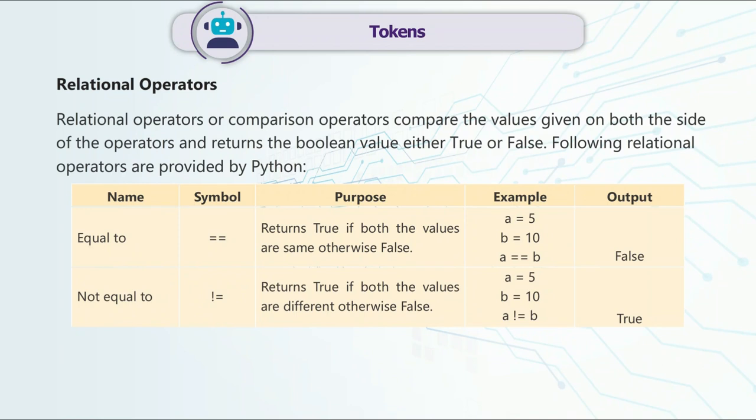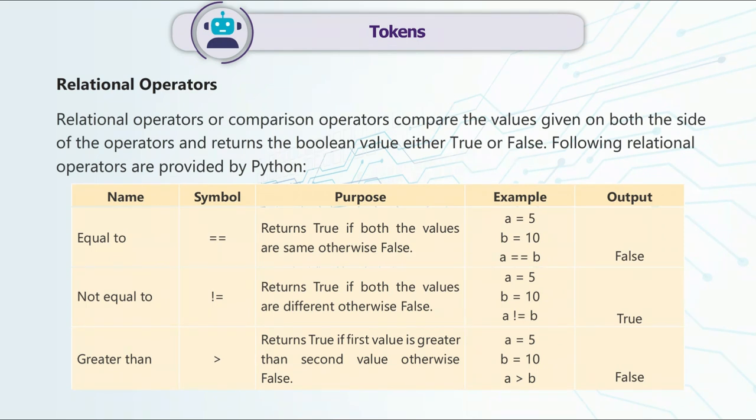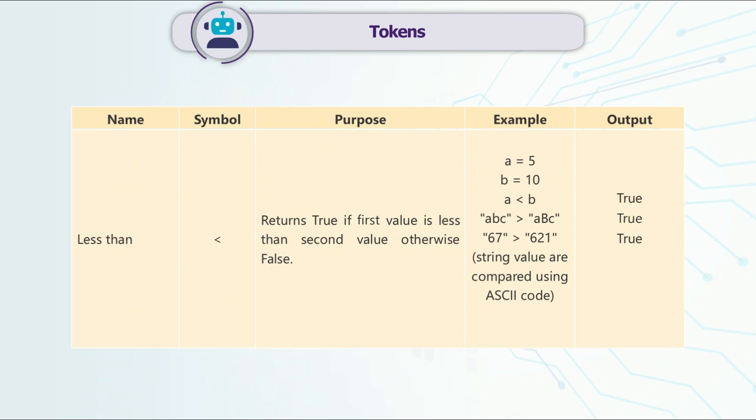Not equal to: returns True if both the values are different, otherwise False. a = 5, b = 10. a != b gives True. Greater than: returns True if first value is greater than second value, otherwise False. a = 5, b = 10. a > b gives False. Less than: returns True if first value is less than second value, otherwise False. a = 5, b = 10. a < b gives True.